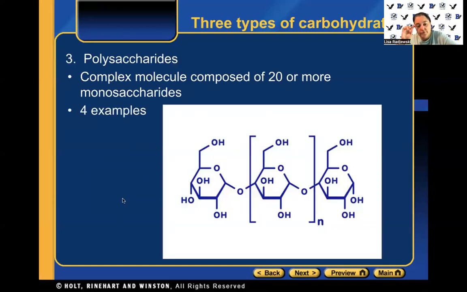Okay, there are 4 examples of polysaccharides: glycogen, so we're going to go through each one of these, starch, cellulose, we're not going to do it in this order though, and chitin. So you need to know the differences between these 4 polysaccharides.